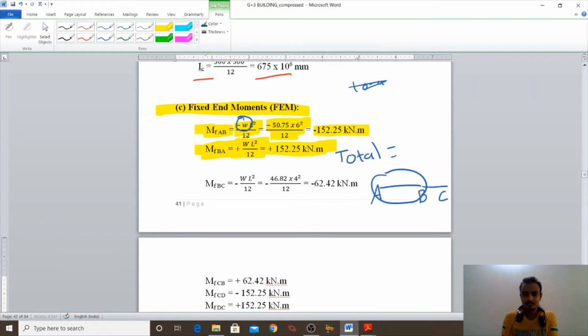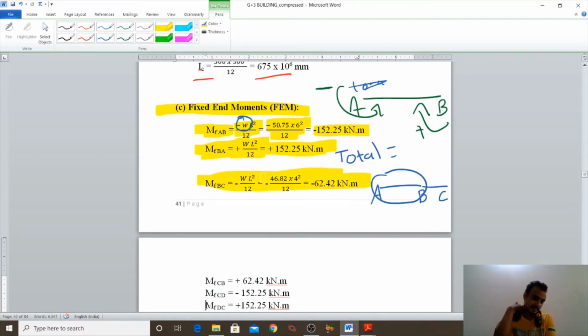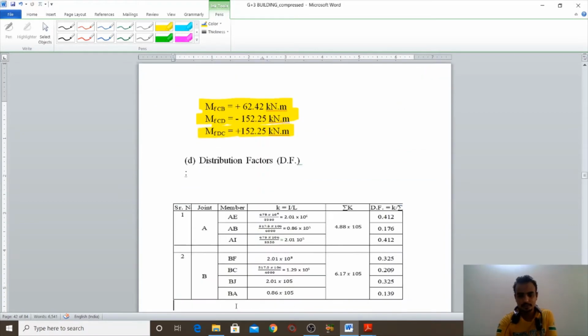So how did this happen? You can see here it's A and B. Our moment is in this direction. So A here, B here, it's anti-clockwise, so minus is anticlockwise and clockwise means plus. Same equation for the MFBC, WL square by 12, minus 62.42 kilonewton meter. Then after MFCB plus 62.42, MFCD minus 152.25, MFDC plus 152.25 kilonewton meter.